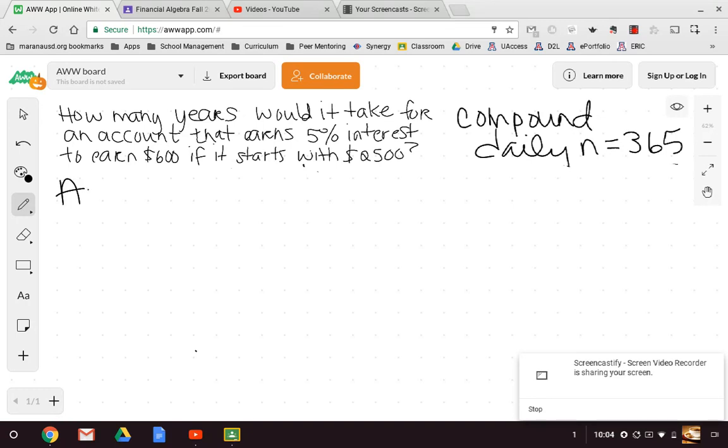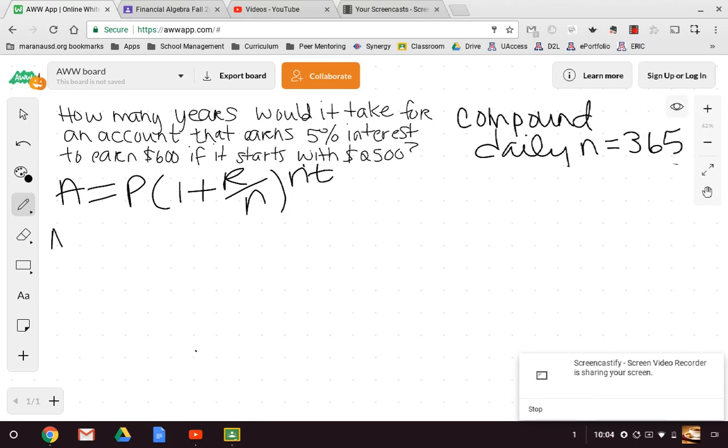And since we're compounding, I'm going to use the formula A is equal to P times 1 plus R, my rate, over my N compounding to the NT. Both N and T are in the exponent there. And remember, make sure you divide by N. Don't divide by T down there. That's a mistake a lot of them are making.